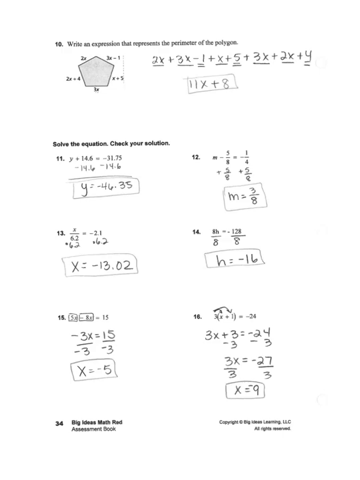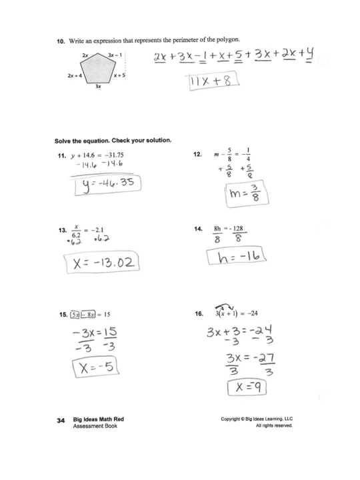On the back side of the worksheet, when you write an expression that represents the perimeter of the polygon, and then you simplify that expression, that direction should say that you just add all the sides. You add up all the sides here. So I started with 2x, and then I did 2x plus 3x minus and negative 1 plus x and positive 5 plus 3x plus 2x and a positive 4.